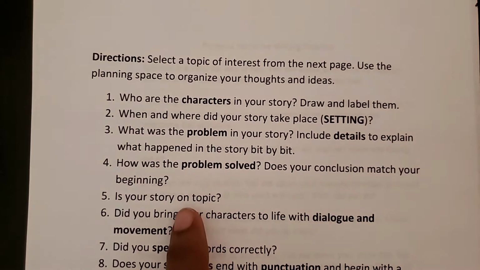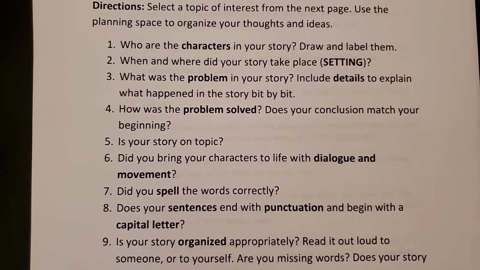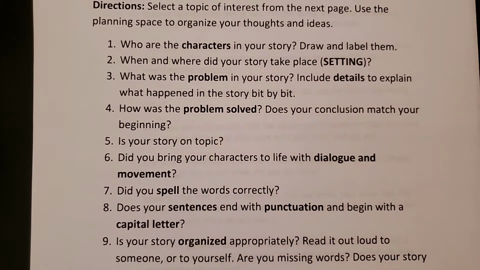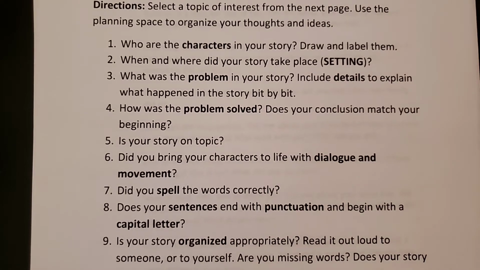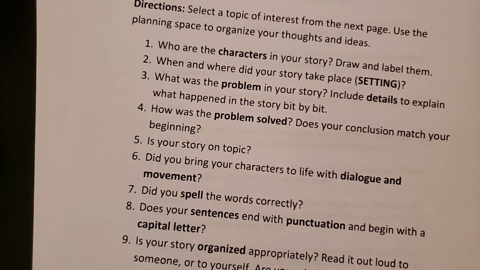You want to make sure that your story stays on topic and that you don't start to go off topic, because then it makes the story unclear. After you do that, you want to look back and make sure that your story has words that are spelled correctly, that you have correct punctuation, that you have capital letters in the right places, and that your story's organized appropriately. You can check if it's organized appropriately or if you're missing words by reading it aloud to a family member or just reading it aloud to yourself and just taking your time to really analyze what you have in your story. Let's get started.